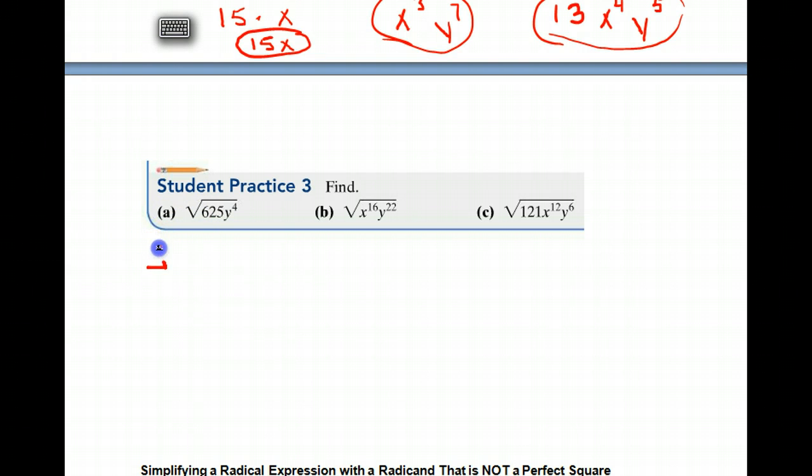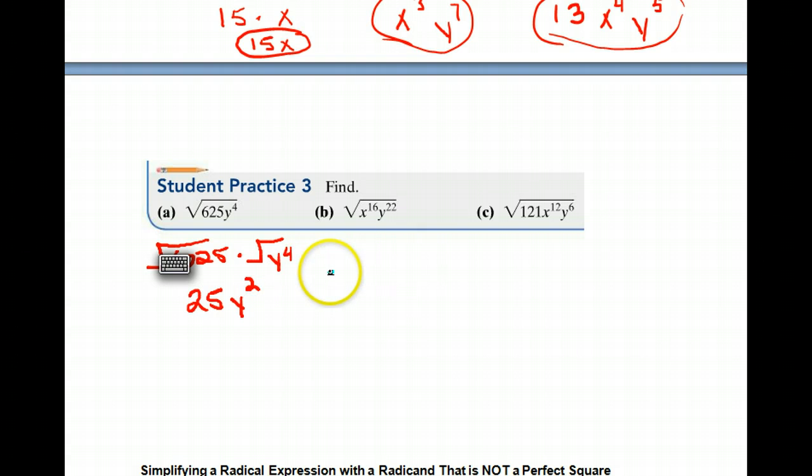Here, I would have split this one up and made it 625 times the square root of y to the 4th. When you evaluate the square root of 625, you will get 25. And then using the little trick that I taught you, since 4 is an even number, you would have 4 divided by 2 and get y squared.